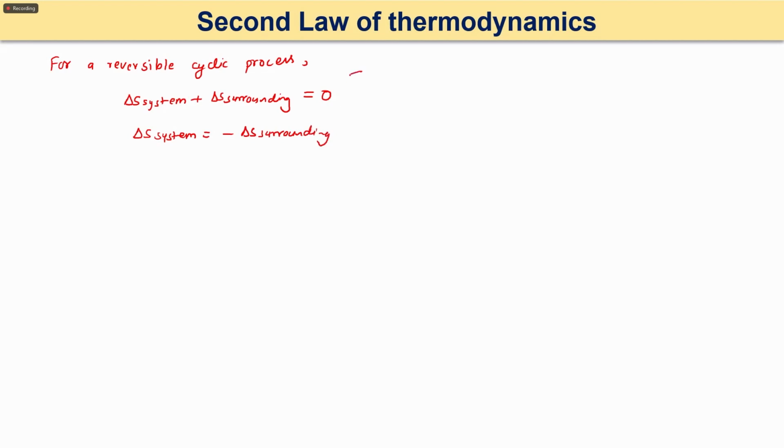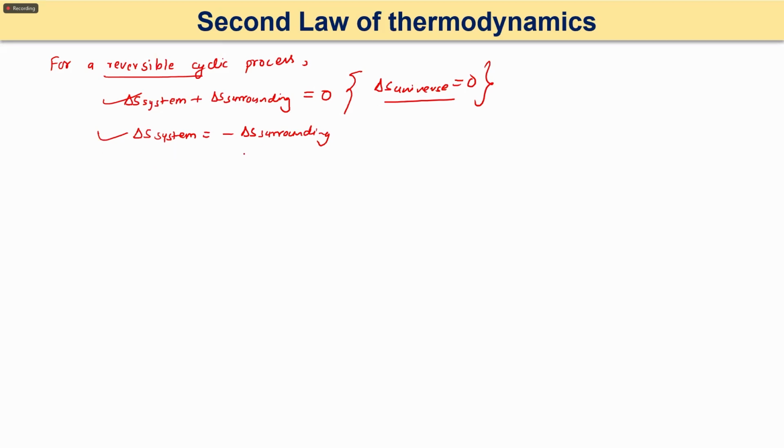This is 0 because your delta S of universe is equal to 0. So this was the case where your delta S universe is 0. If delta S universe, that is entropy change, is 0 for a reversible cyclic process, then your delta S universe is your delta S system plus delta S surrounding. That will be 0. If that is the case, your delta S system will be equal to minus delta S of surrounding.